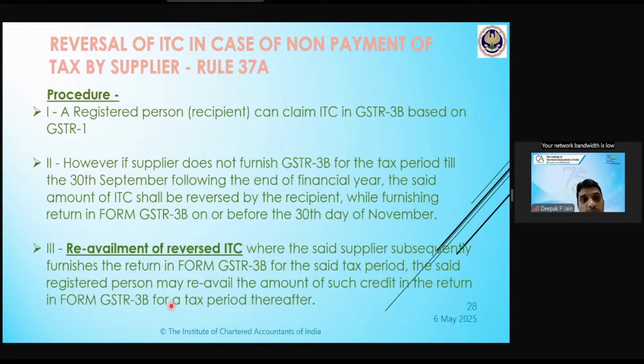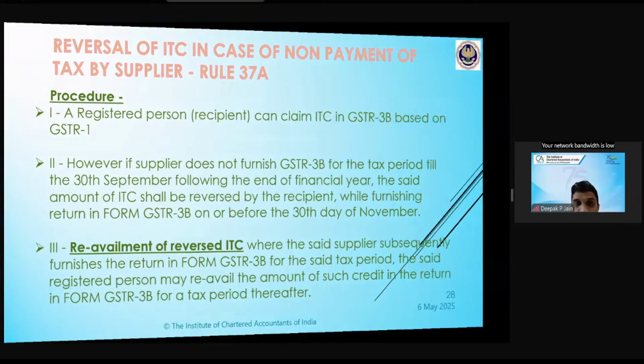Reversal of ITC in case of non-payment of tax by the supplier. This is what we have said. A registered person can claim ITC based on GSTR 1, and if the supplier has not filed the 3B within, when? Within 30th September. Because he has to file the 3B on a monthly basis, and at that time, in your GSTR 2B, you will not know if the supplier has filed his return or not. If he has not filed, you have to reverse it. You can wait till 30th September. If he has not reversed, while filing your return for 30th November, you have to reverse it.